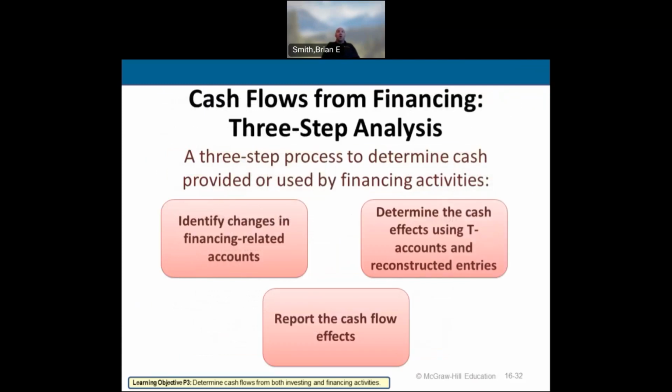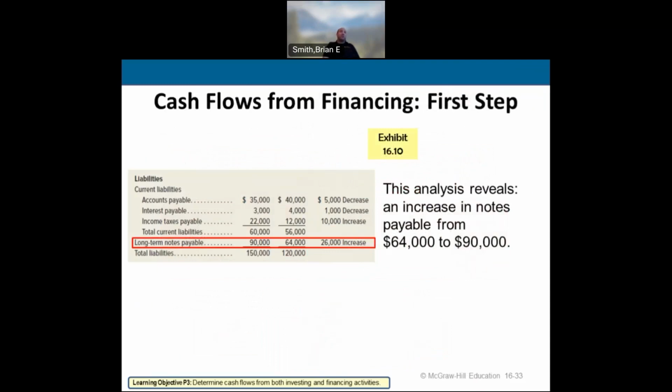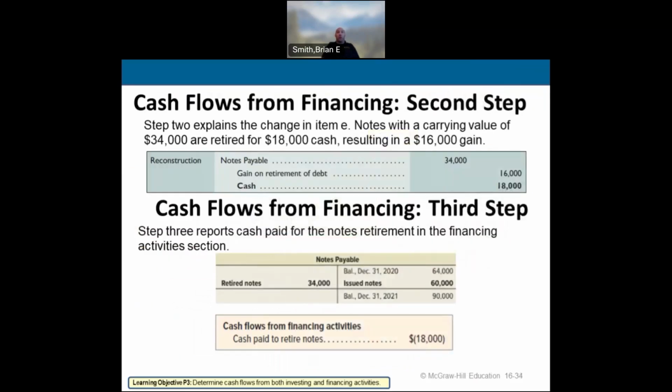All right, now financing activities. Again, we're going to do the same exact thing. We saw long-term note payable increase by $26,000. Likely, we issued a note. All right, let's see what happened here. Step 2: notes with carrying value of $34,000 are retired for $18,000 cash, resulting in a $16,000 gain.